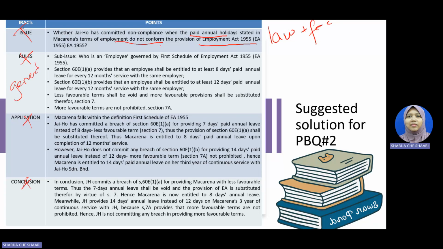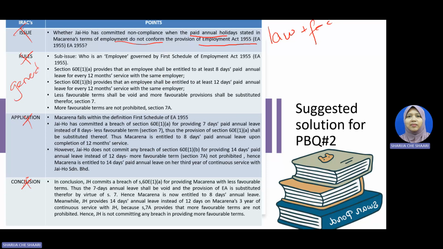First, the sub-issue is you have to define. First you have to mention that only an employee is governed by the Employment Act. Then you provide that, when it comes to annual leave, Section 60E(1)(A) to (C) is applicable. However, less favorable terms shall be void and more favorable terms will be substituted. That is Section 7. However, based on Section 7A, more favorable terms are not prohibited. That is Section 7A.